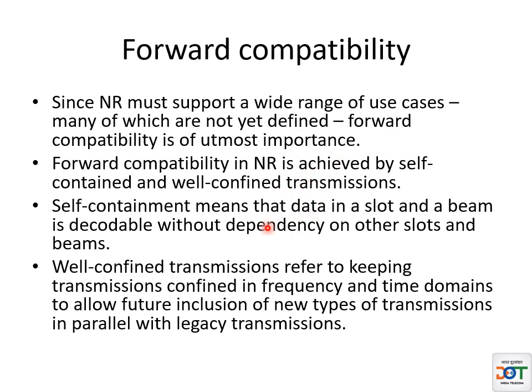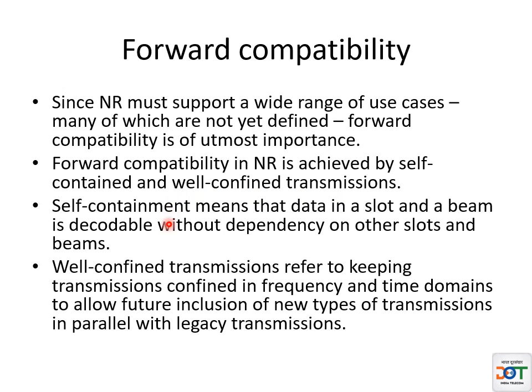Let us take a few quick examples of these requirements. In terms of forward compatibility, since new radio has to support a wide range of use cases, and some of the use cases are not yet defined, it has to be forward compatible, and this parameter becomes very important. And how is it achieved? Forward compatibility in NR is achieved by self-contained and well-confined transmission. Please mind this word, self-contained and well-confined transmission.